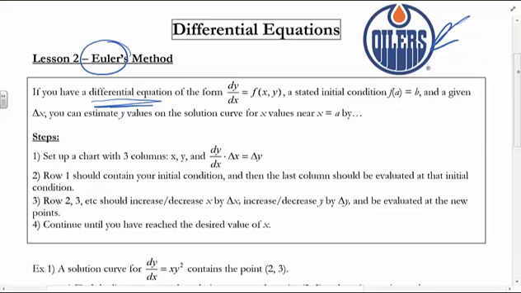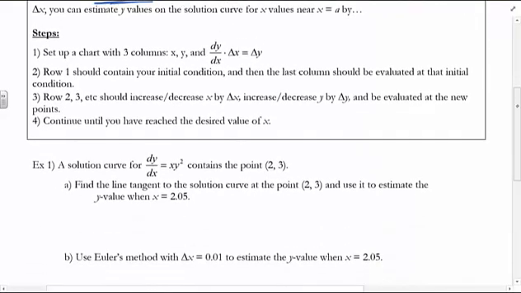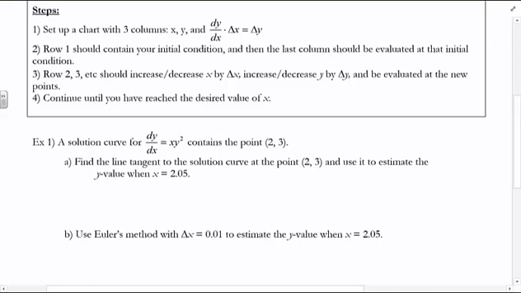So Euler's method has a bunch of steps, and I am going to talk about them right now. When we do Euler's method, we're actually going to use a chart with 3 columns: x, y, and then delta y equals dy/dx times delta x. x and y are our initial conditions, and then y is going to change in each row by taking the derivative and multiplying by the change in x. So row 1 is your initial condition.